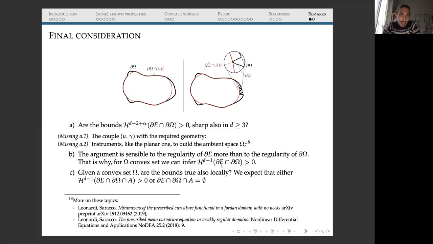I told you that the bounds of our theorem were global and not local, because you can always cook up this counterexample where you push inside omega and you make it touch the boundary of E in a weird way. But if you are convex, you cannot do that. So you don't expect this kind of behavior. So what you think is that the bounds for the convex set happen also at the local scale. In particular, what you expect is that if you look at what happens inside a small open set A, either you see contact surface, a positive measure contact surface, or you see nothing.